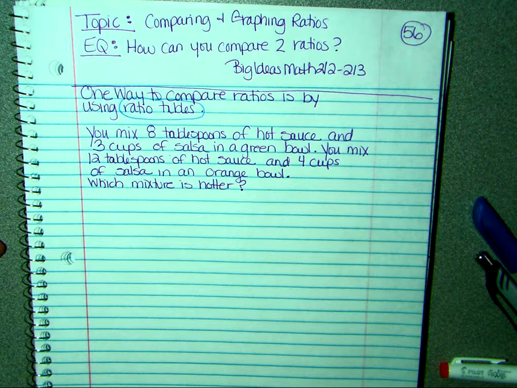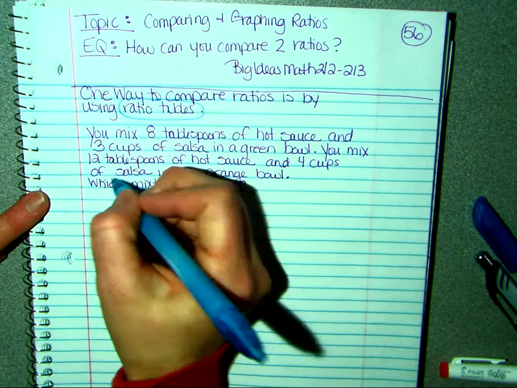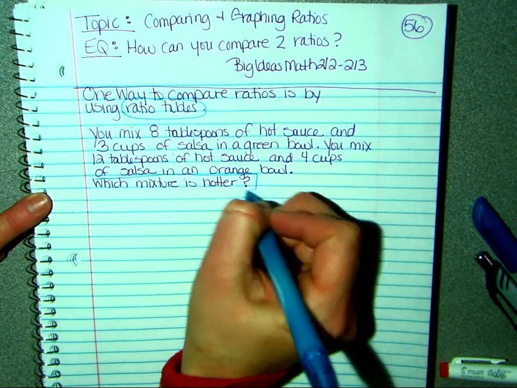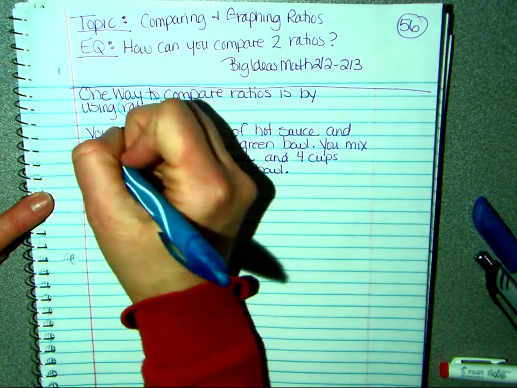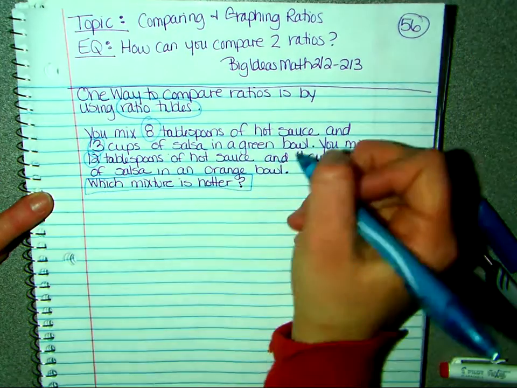You mix 8 tablespoons of hot sauce and 3 cups of salsa in a green bowl. You mix 12 tablespoons of hot sauce and 4 cups of salsa in an orange bowl. Which mixture is hotter? So my question is, which mixture is hotter? My numbers are 8, 3, 12, and 4.